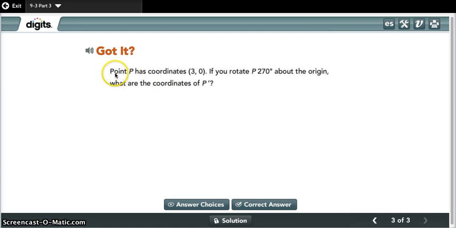Yours are going to be, point P has the coordinate 3, 0. If you rotate it about the origin, what are the new coordinates? I'm going to pull up the correct answer now so you can take a look, but I do want you to try it. We're just running a little short on time here. So 0, -3.